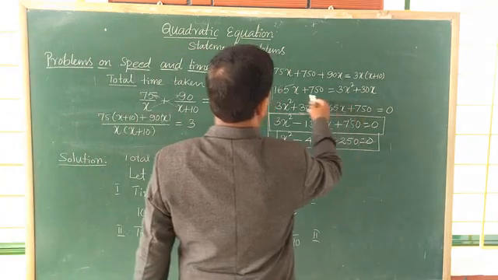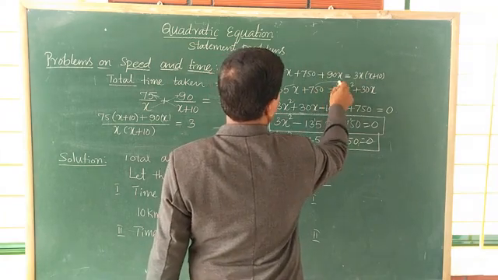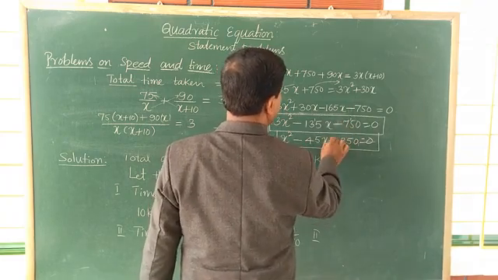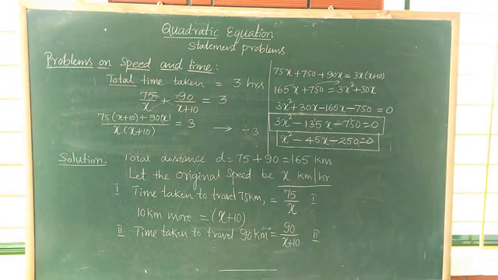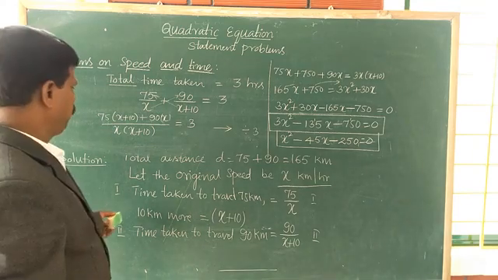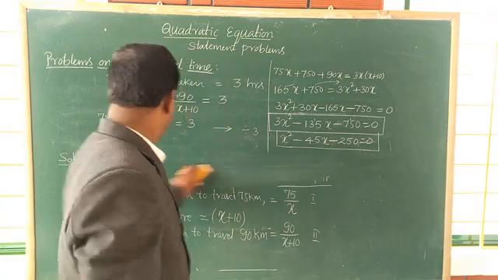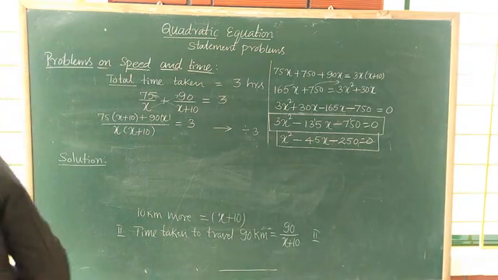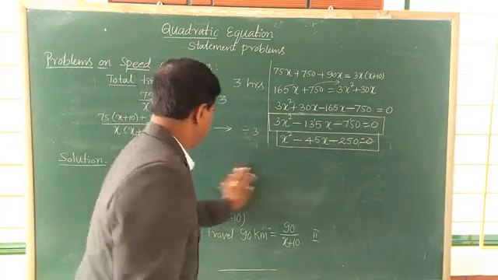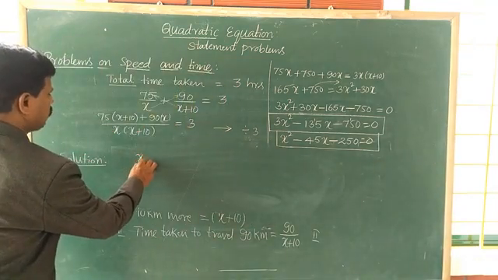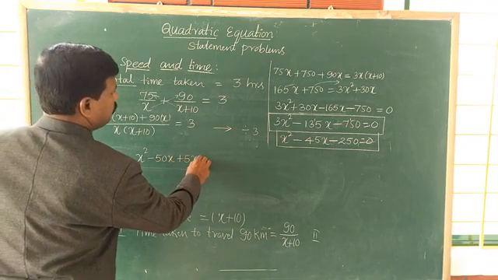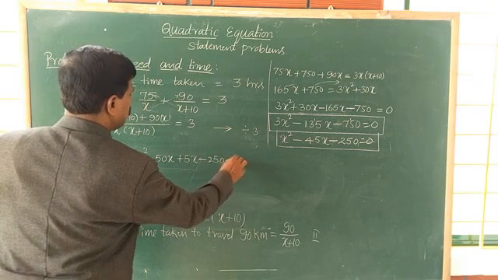And here is one thing. When we shift this to this side, it becomes minus. So here is minus, here is minus. So the product is this. So the two numbers are 50 and 5. So I am writing this: x square minus 50x plus 5x minus 250 equals 0.